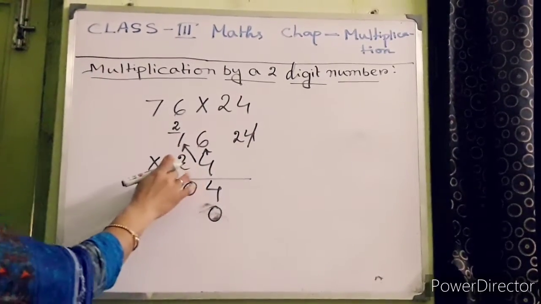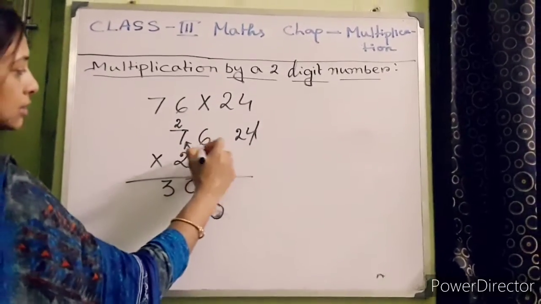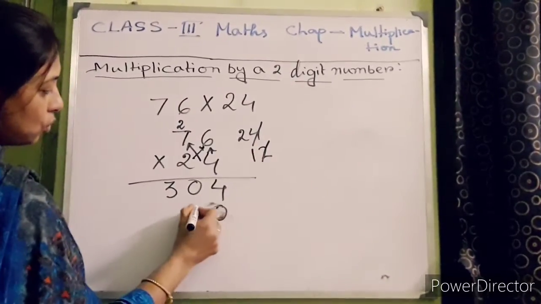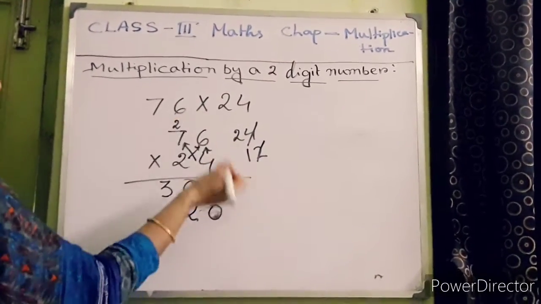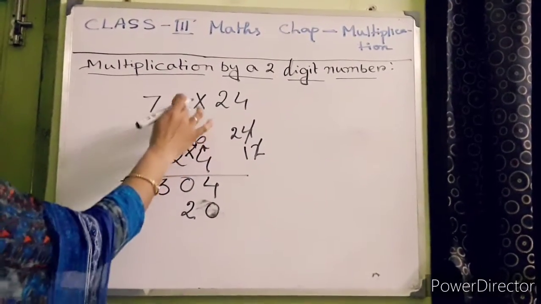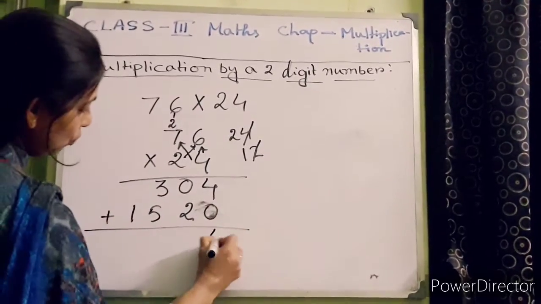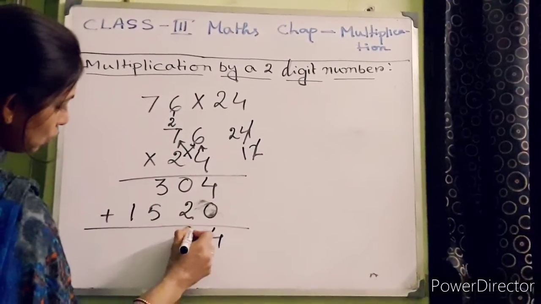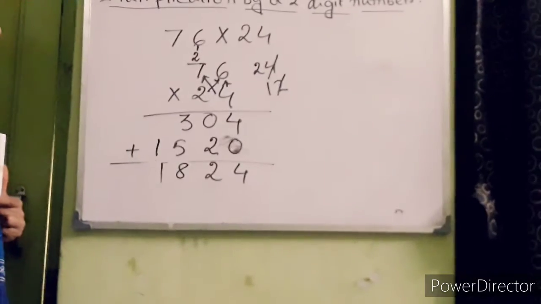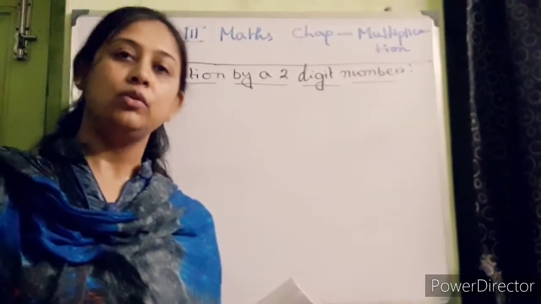Now you have to multiply 2 with 6. After that, 2 with 7. 2 into 6, 12, you write here 12, cut 2 and write here. 1 is in your hand, you put 1 on 2. 2 into 7, 14. 14 plus 1, 15. Now you add these two numbers. 4 plus 0, 4. 2 plus 0, 2. 5 plus 3, 8, 1. That is 1824. I have shown here two processes, so you can follow any one of them.